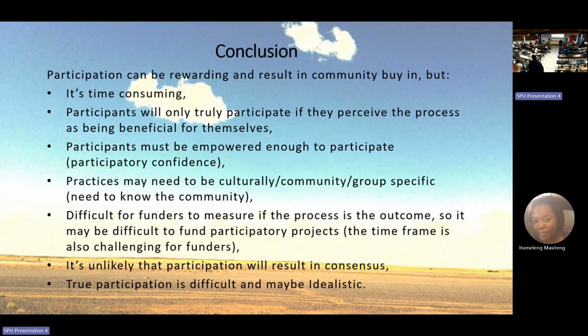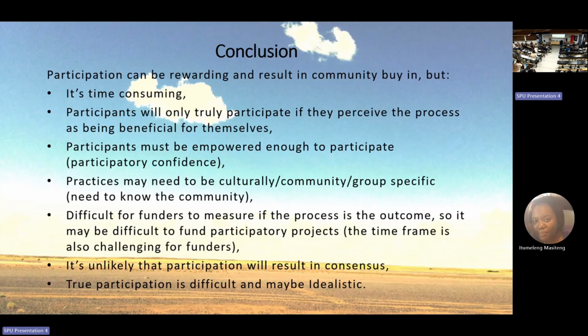Practices need to be culturally, community and group specific. And again, that brings me back to that example I gave you about literacy and using methods that fit your community. It's difficult for funders to measure if you're trying to build participatory confidence. You might want to look for funding that helps you work on that, but funders don't really like funding things about processes, so they probably are not going to fund you. If they're funding another project, like the project I worked on, and even if they agreed to use participatory methods, again, it takes time and they don't have that time. They want to move on.